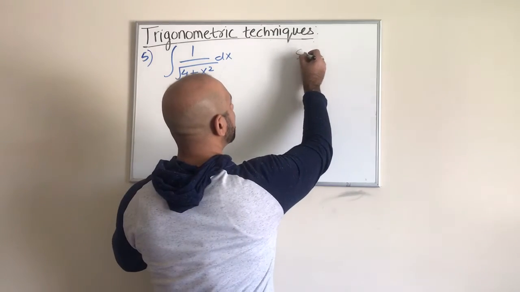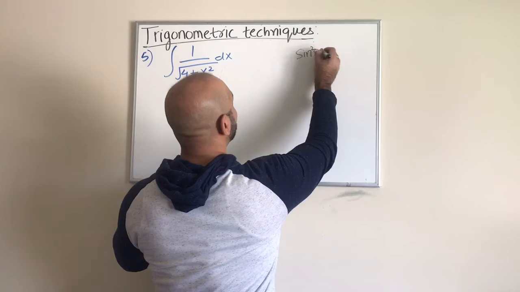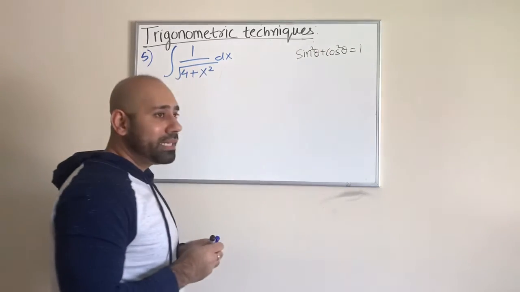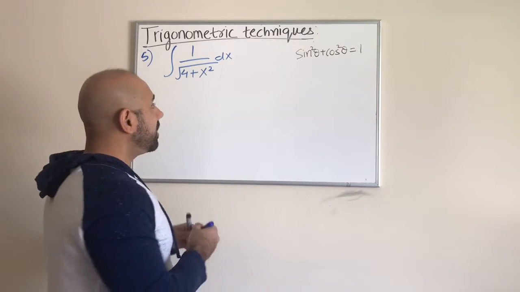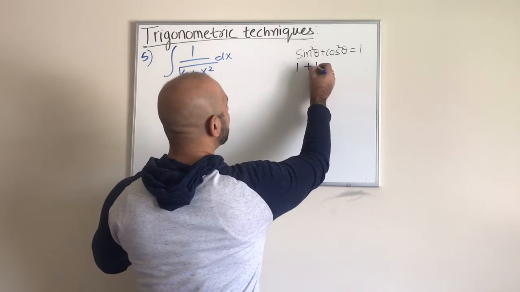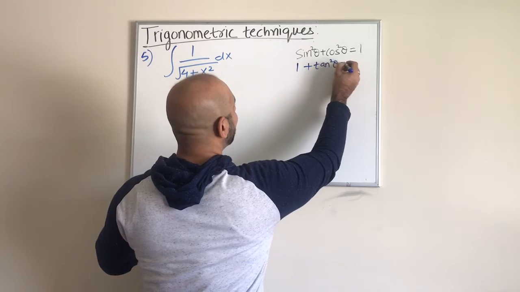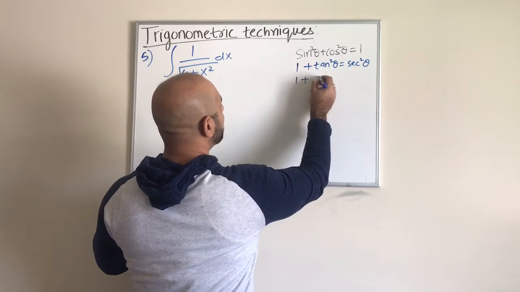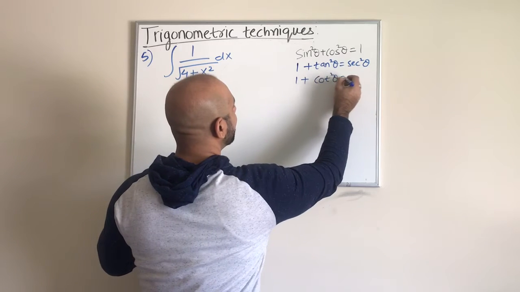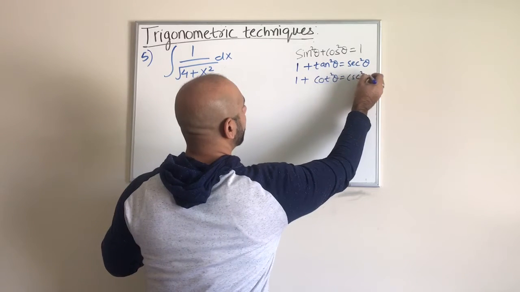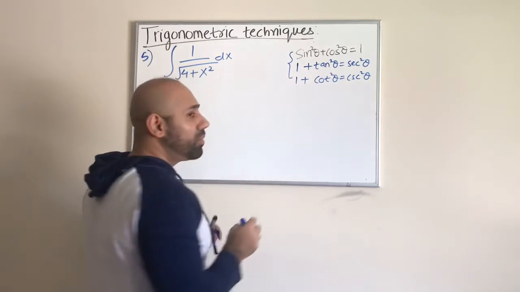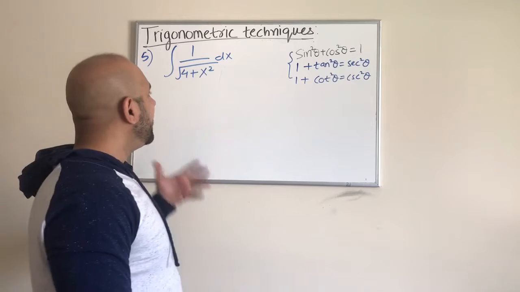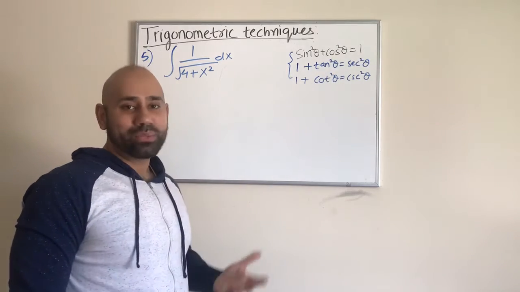The first one is sine squared theta plus cosine squared theta equals 1. These are all called the Pythagorean identities. That is one of them. The second one is 1 plus tangent squared theta equals secant squared theta. And the third one is 1 plus cotangent squared theta equals cosecant squared theta. Guys, there are so many more trig identities, but these are the 3 basic Pythagorean identities. And in this case, we may have to use just one of them.